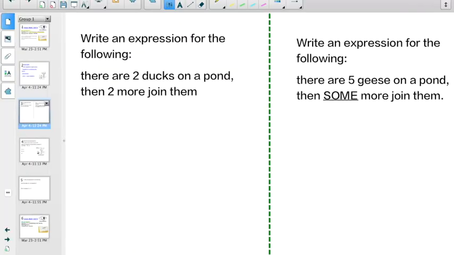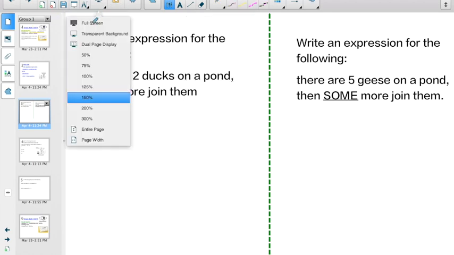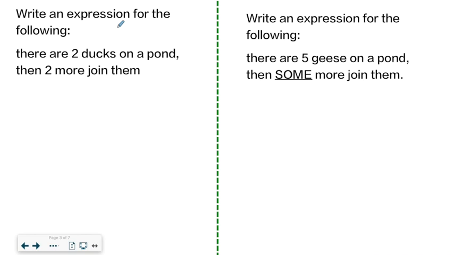So let me just take out my pen here. Looking at this, write an expression for the following. Let's look at this one. There are 2 ducks on a pond, then 2 more join them, right? So that's pretty straightforward. We have 2 ducks, and then 2 join them, so we're going to have to add. And what join them? 2 more, right? That's 2 plus 2. We can see that. That's almost how we learned what addition is, right? I have 2 apples, and then I get 2 more apples. How many apples do I have? That is what addition is.